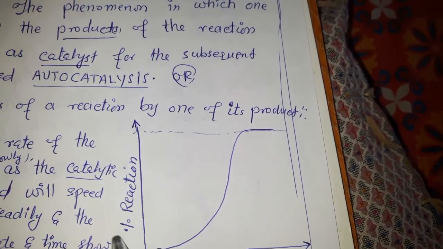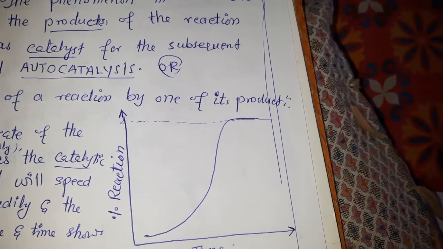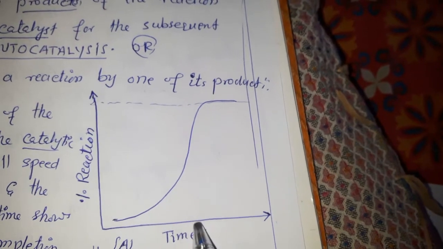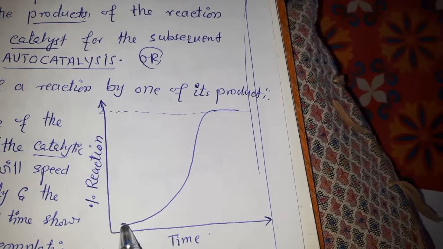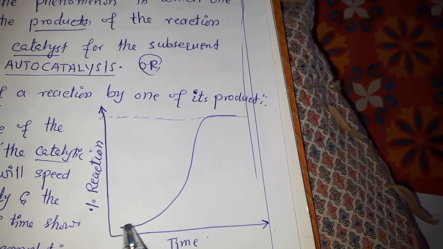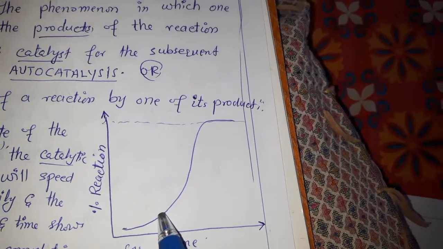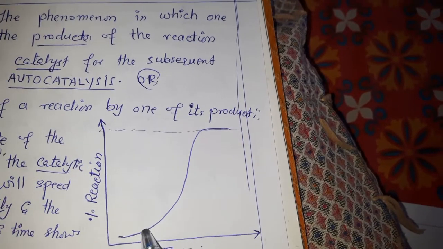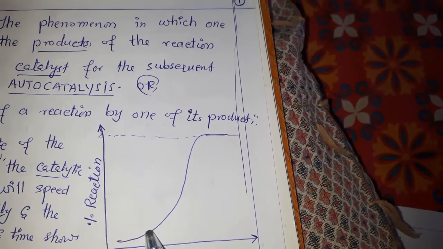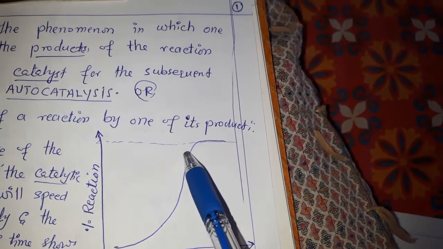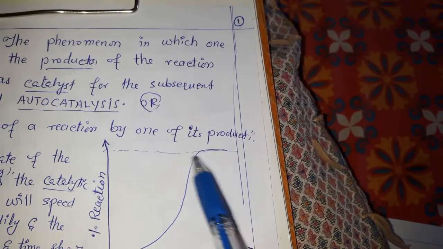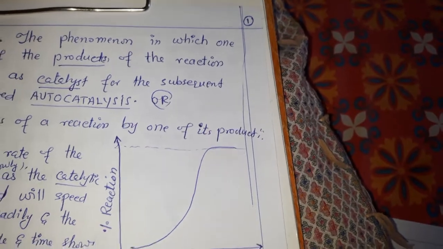This is the curve between the rate of reaction or the percent reaction, and on the x-axis we have the time of the reaction. In the beginning you can see the rate increases very slowly, but once a catalytic product is produced, it will speed up the reaction, and we have a linear or exponential increase in the rate of the reaction. And here we have a maxima where the reaction goes to completion.